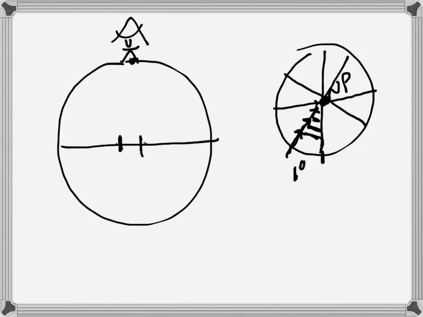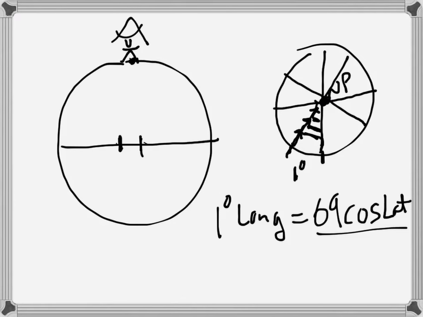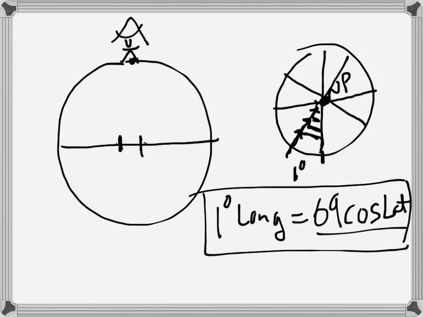So the fact of the matter is, we know that 1 degree of longitude equals 69 times cosine of whatever your latitude is. So if your latitude is 0 degrees, then 1 degree of longitude equals 69 times cosine 0, which equals 69. If you're at 90 degrees latitude, then 1 degree of longitude equals 69 times cosine 90, which equals 0. So we can use this little equation to determine what a degree of longitude is as you go higher and higher north, or higher and higher south, if you want to use the term higher. Now, this will become important for us a little bit later on, especially when we start to talk about great circles and small circles.